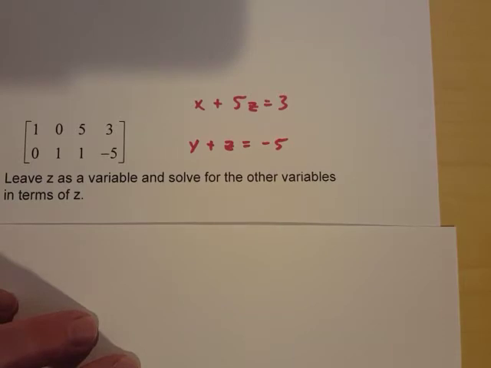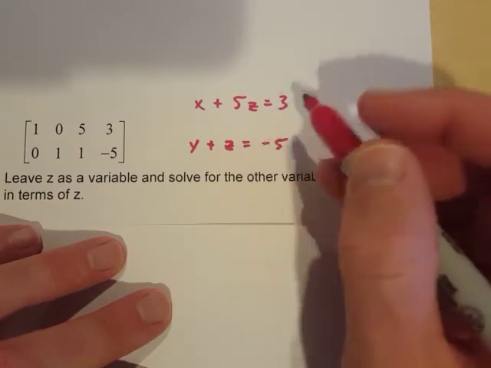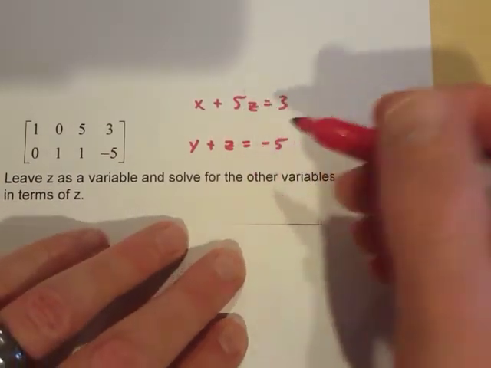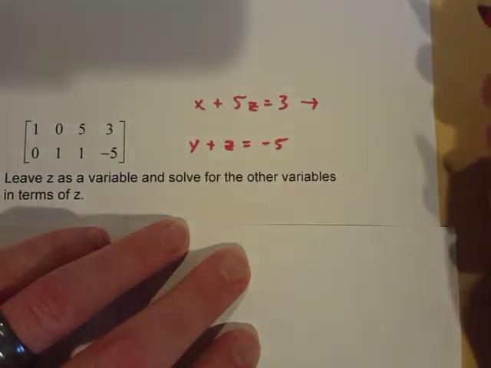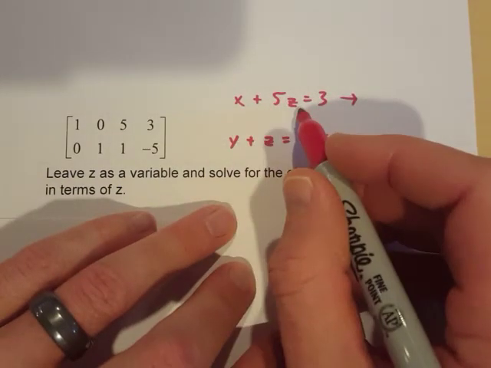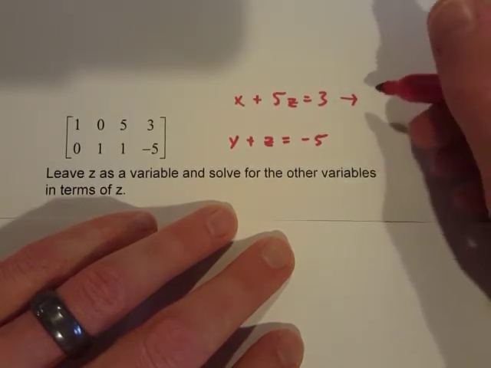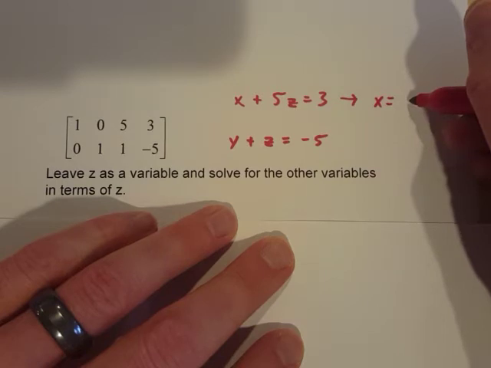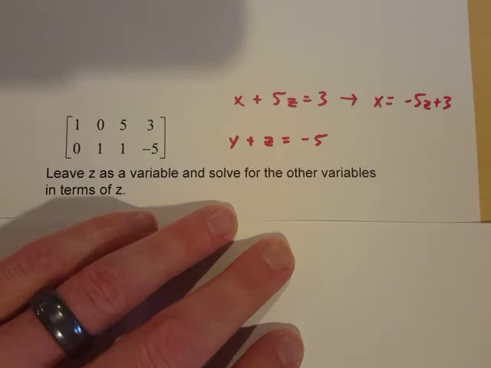And so we want to represent each and every variable in this solution. We're going to notice that both of these equations involve z. So let's isolate the variables x and y so that we have a way to represent them. If I solve this for x, that means subtracting 5z from both sides, and x is equal to negative 5z plus 3.